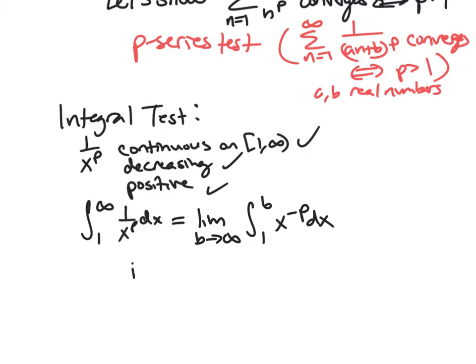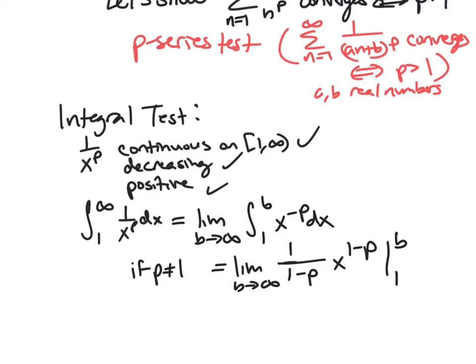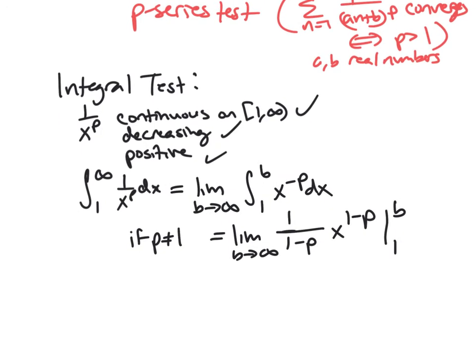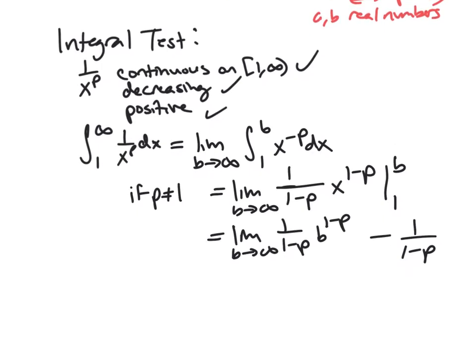So if p is not equal to 1, then this is just reverse power rule, right? We'll just add 1 to the power, and we need to divide by that power, so we get this. And once you plug things in, the one term is not going to end up mattering. You just get minus 1 over 1 minus p. It's really when you plug in b that you get something interesting. So we get b to the 1 minus p here.